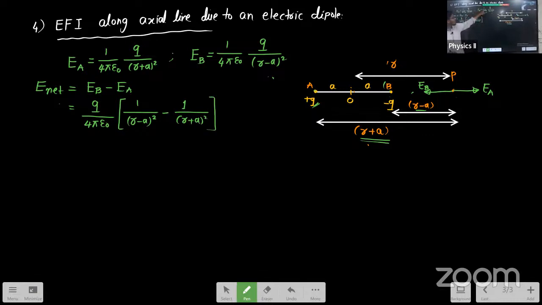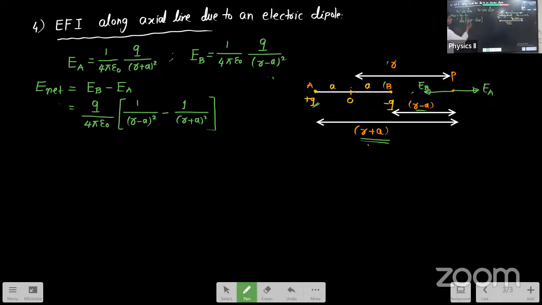What is the value of EB? 1 by 4 pi epsilon naught Q divided by (R minus A) whole square, minus, what is the value of EA? 1 by 4 pi epsilon naught Q by (R plus A) whole square. So what is common in this? Q by 4 pi epsilon naught is common. That is the reason I have taken that outside.